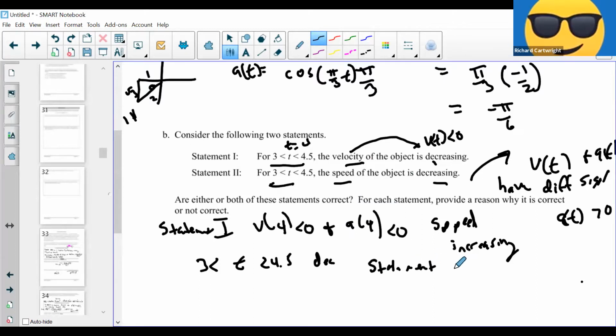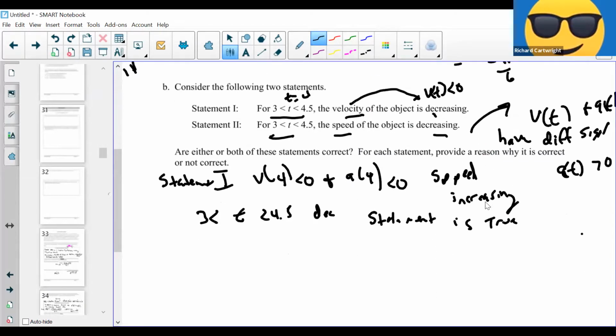And I'm almost done here. I know somebody logged off already. That's the last one, statement 3. Is the speed decreasing? I did acceleration. Are they both the same sign? We said the speed is what? Did we have different signs? I thought we had different signs. We had the same signs. So the particle is increasing.